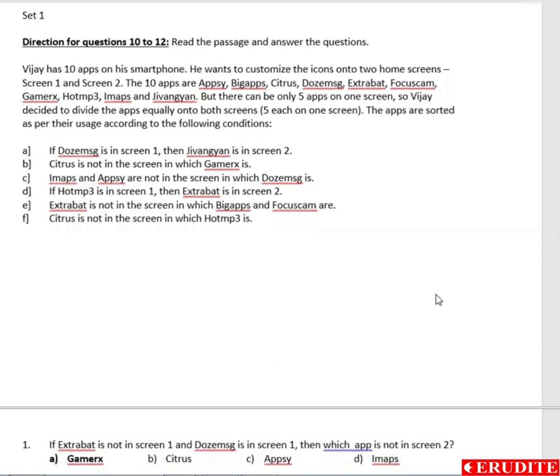If E is not in screen 1, so that means E is in screen 2. And D is in screen 1. So E is in 2 and D is in 1, and it is the first condition. If D is in 1, J is in 2. So J is in 2.